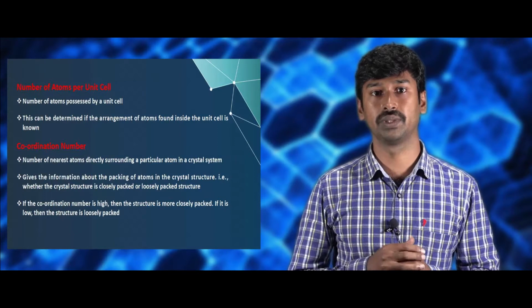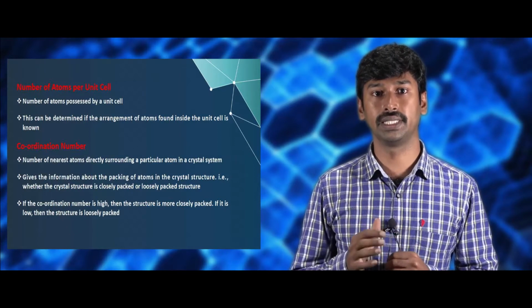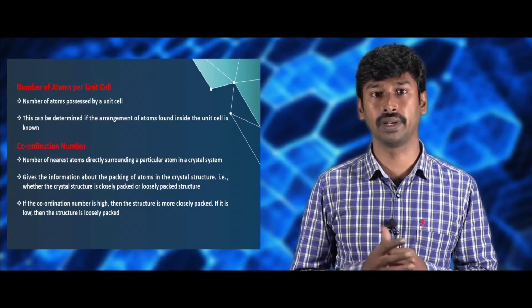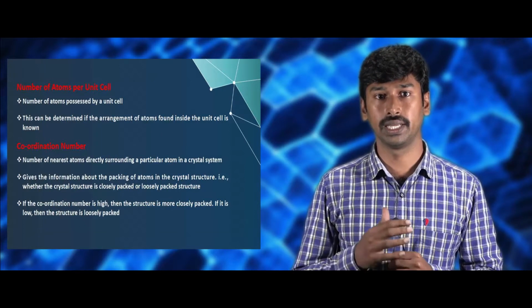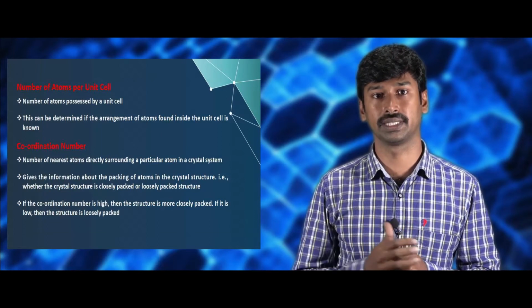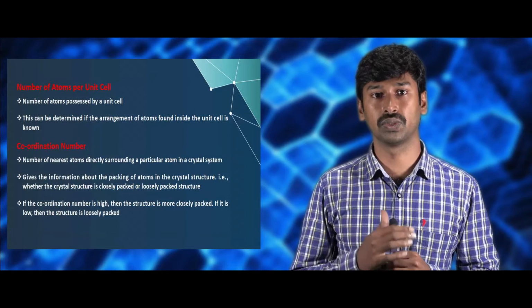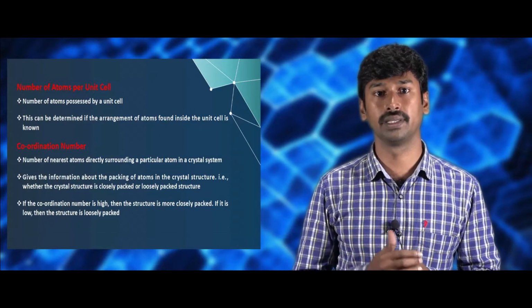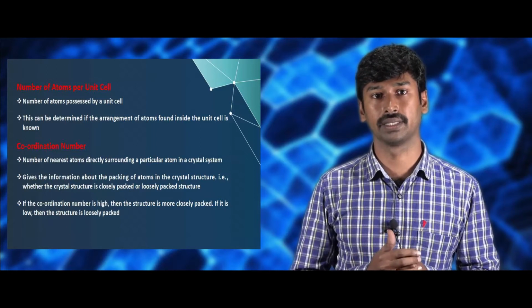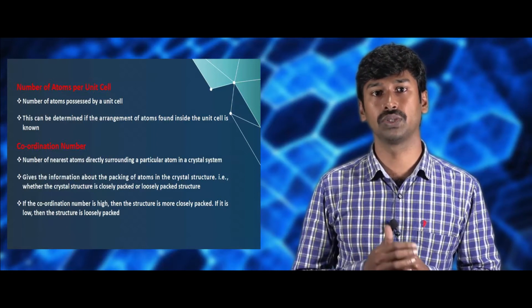Next we are going to see the coordination number. It is the number of nearest atoms directly surrounding a particular atom in a crystal structure. It gives information about the arrangement of atoms in the crystal structure, whether the system is closely packed or loosely packed. If the coordination number is very high, then the system is closely packed. If it is low, then the system is loosely packed.